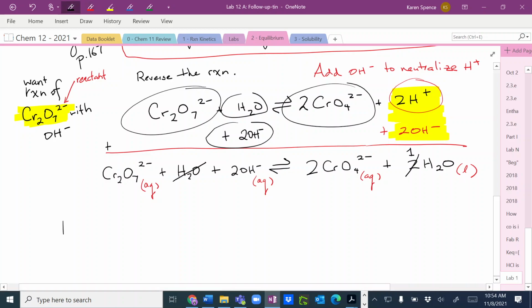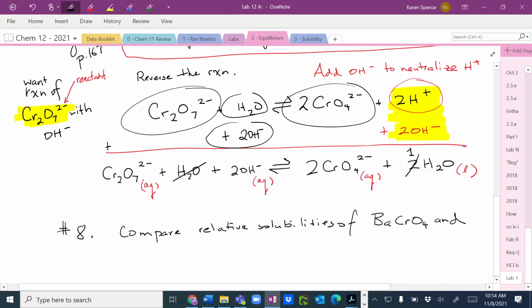Analysis number 8. Compare the relative solubilities of barium chromate and barium dichromate.